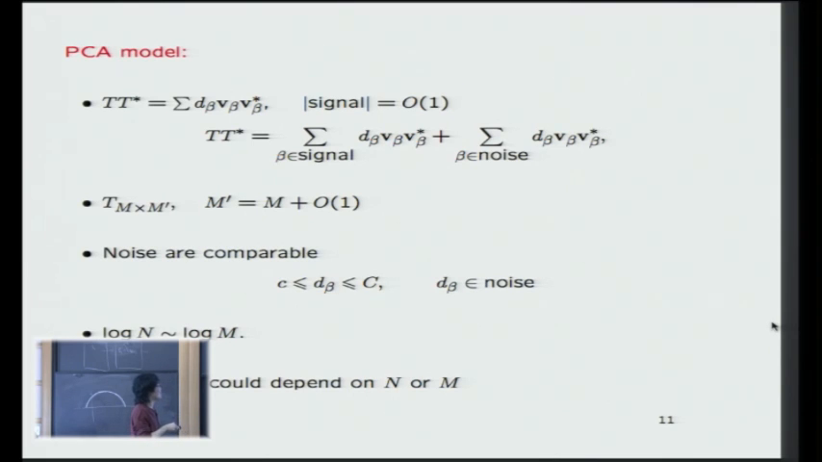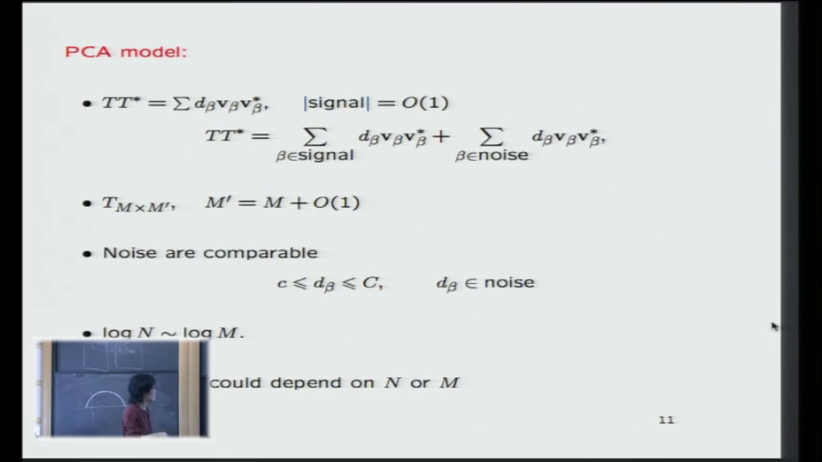The third one is that the noise levels are comparable. There is no very, very big noise, and most of the noise is comparable, which is why we call it noise. And for n and m, this is a very weak assumption: just that log n and log m are comparable. So as you can see, n can be much smaller than m.